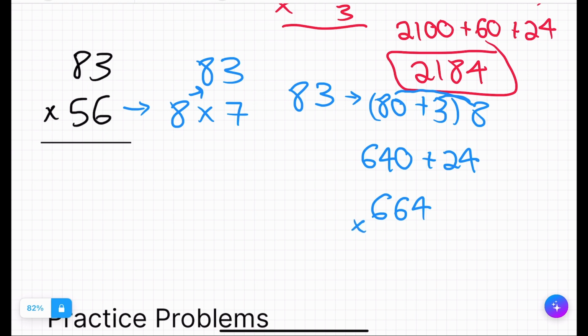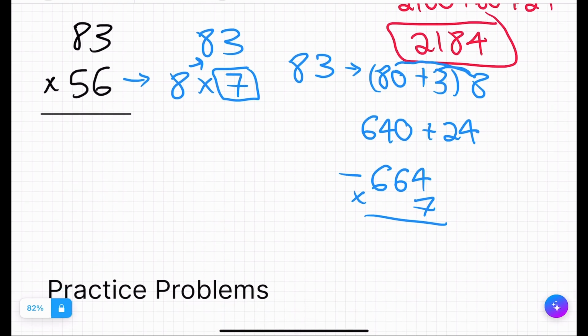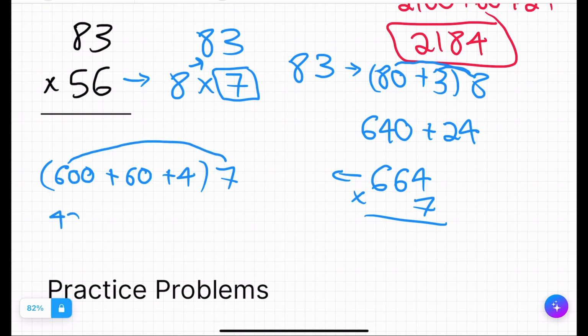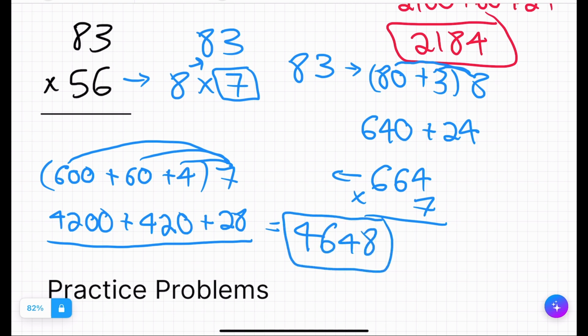All right, now we need to multiply 664 times 7, because that's what's left. And to do that, we're going to break 664 into 600 plus 60 plus 4. And we're going to multiply all that by 7. So 7 times 6 is 42, and we'll add the 2 zeros. 7 times 6 is 42, and we'll add our 1 zero. And then 7 times 4 is 28. Now we add all of these numbers together, and we end up with 4648. And that's our final answer.